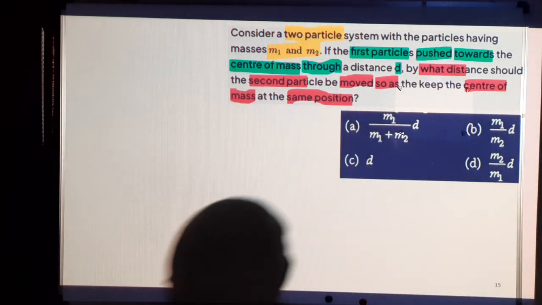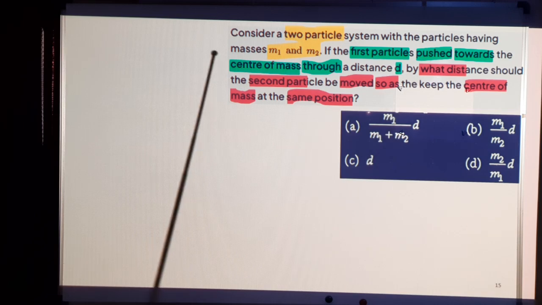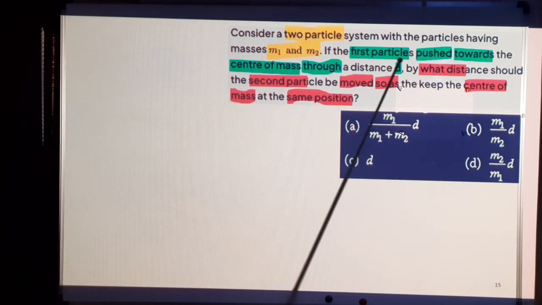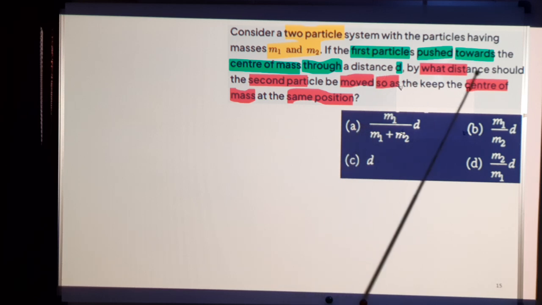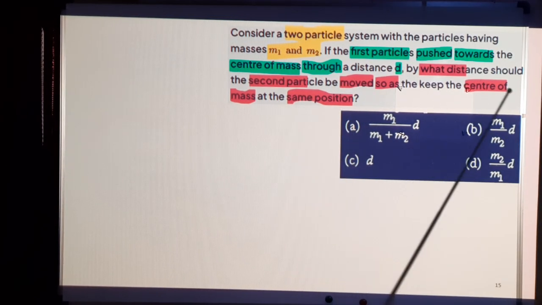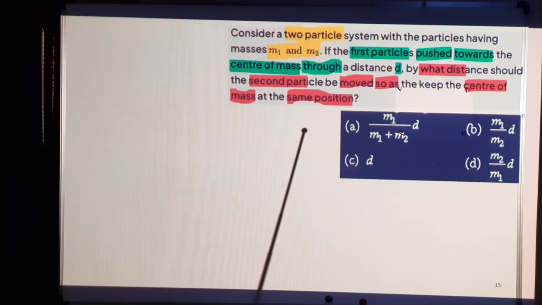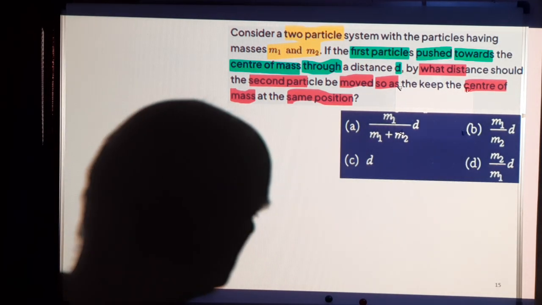Next question. Consider a two particle system with particles having mass m1 and m2. If the first particle is pushed towards the center of mass through a distance d, by what distance should the second particle be moved so as to keep the center of mass in the same position? This is an interesting question. You can pause and attempt it.